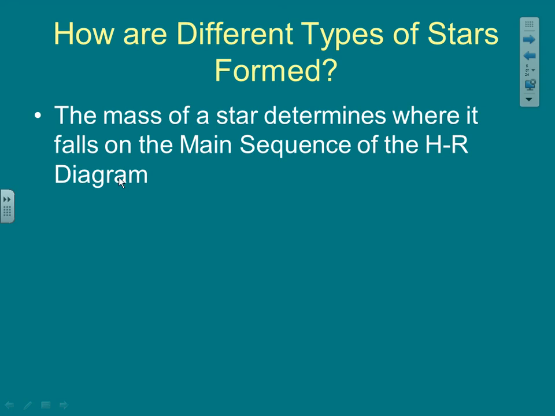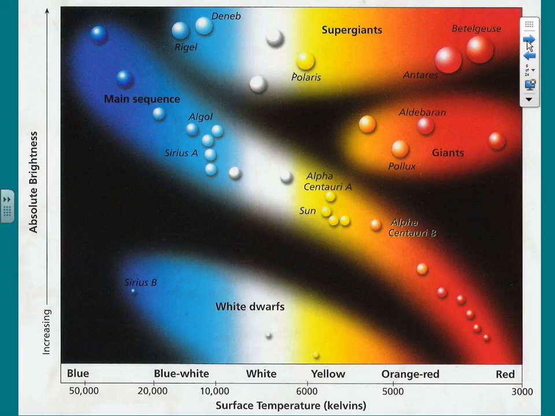So, the one really important factor that determines where these stars end up on the marquee, now I'm going with my Broadway analogy here, right? So the HR diagram, that's your Broadway right there. What determines where they end up on this HR diagram is mass. That determines where they end up. So, there's your HR diagram again, okay? Main sequence.